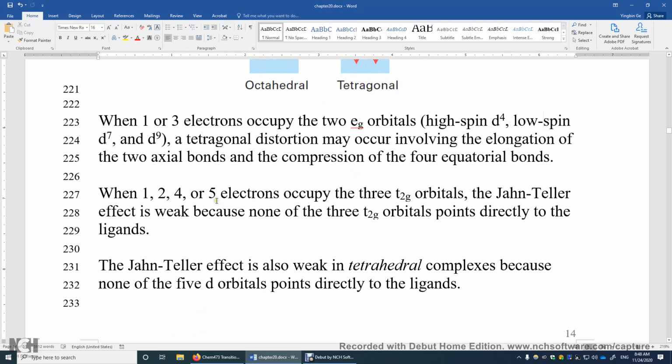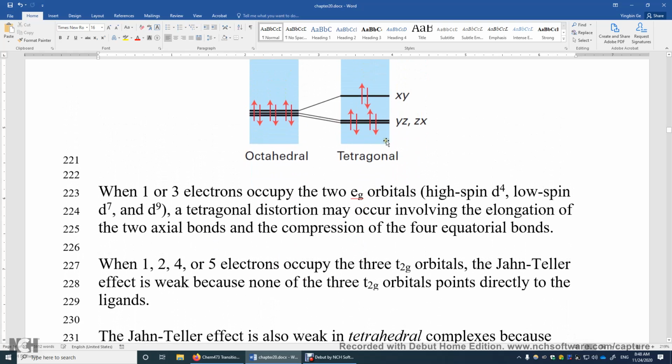And then 5 electrons. Again, if you have 5 electrons occupying the 3 T2g orbitals, the energies will be split, and you will have 1, 2, 3, and then 4, 5. You're going to see an elongated structure. You'll have dyz, dzx lower than dxy. So you have 4 electrons here, and then 1 electron in the dxy orbital, if you have 5 electrons occupying these 3 orbitals.